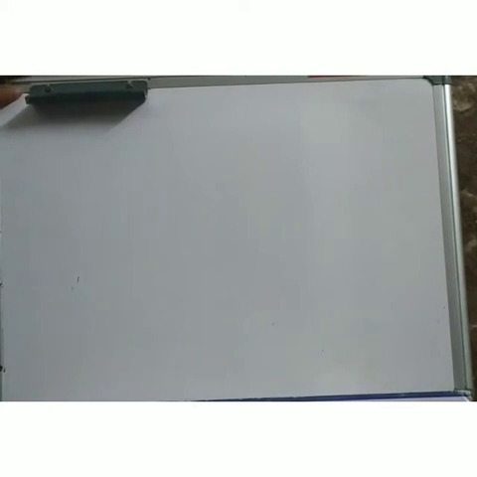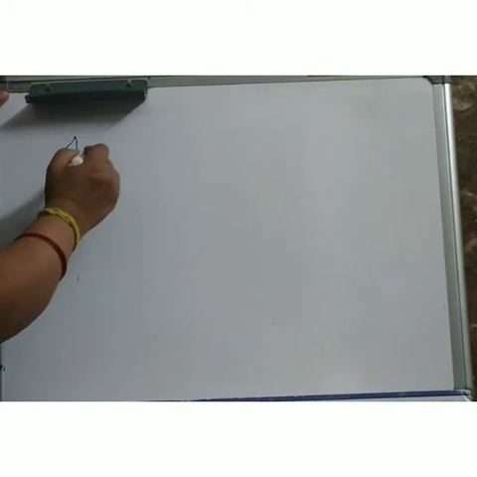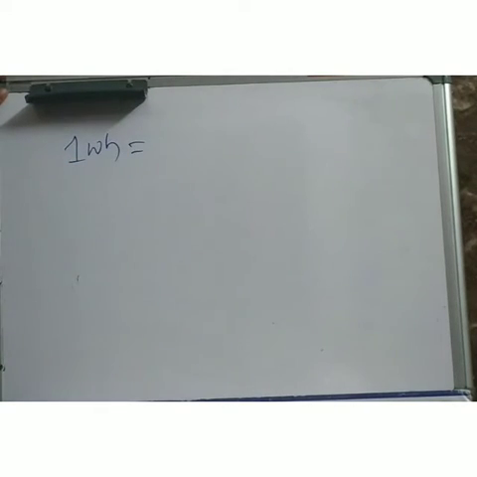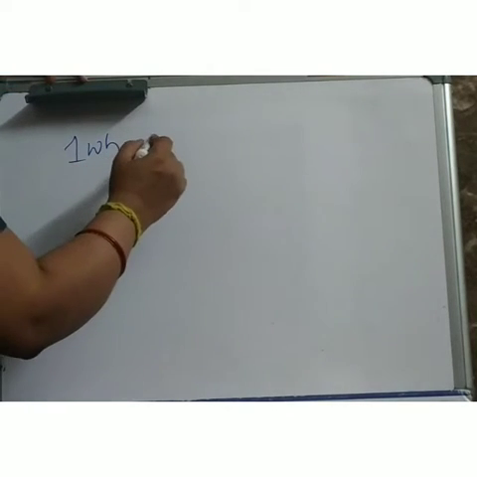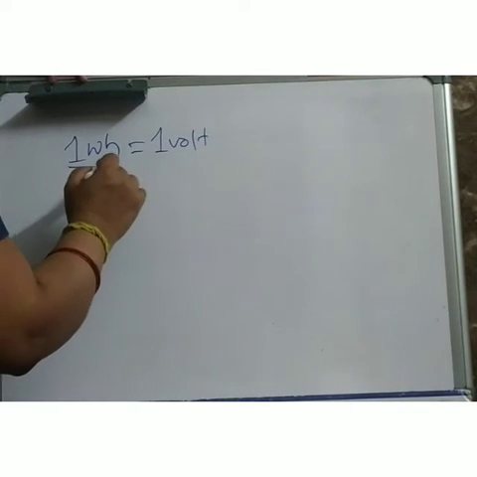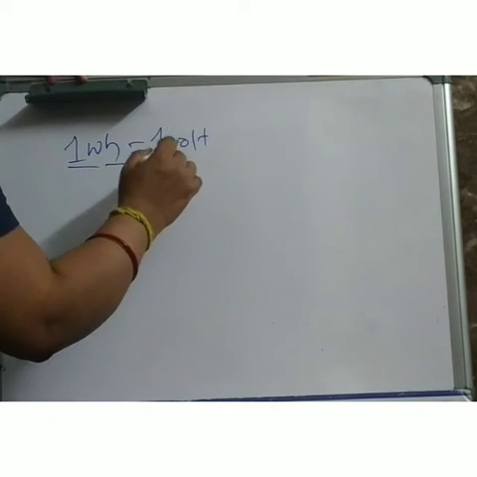So in board exams also, they used to ask what is watt hour. So what is watt hour? What is 1 watt hour? Watt is how much? P is equal to VI. This is power, and this is time. So power is VI.